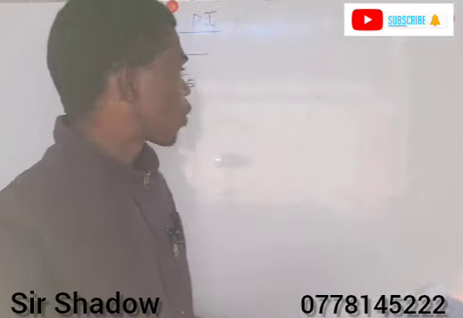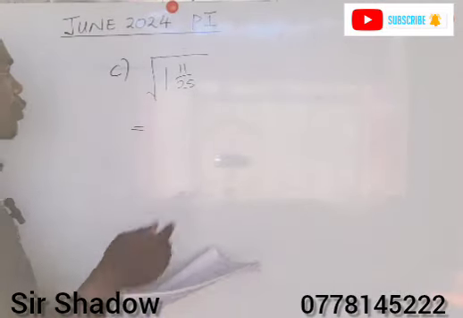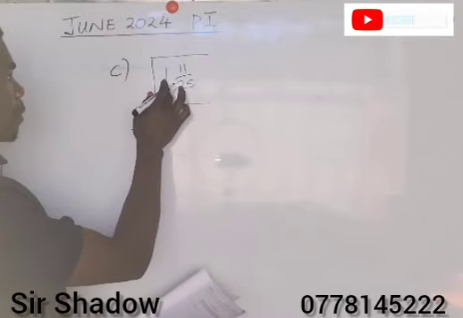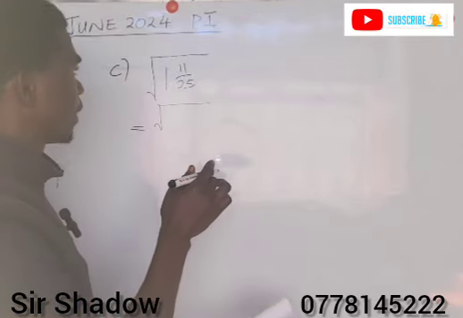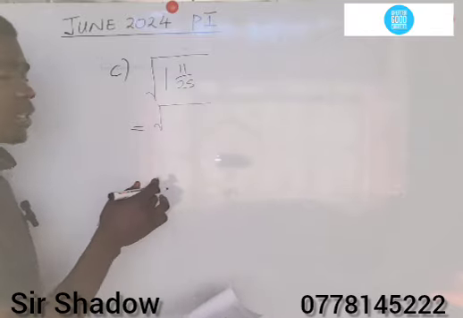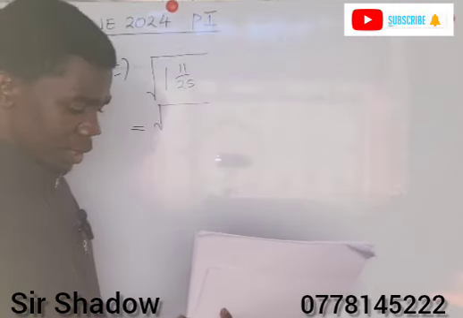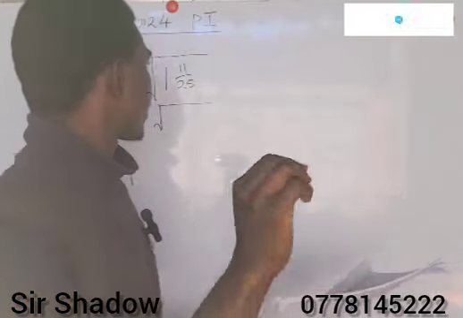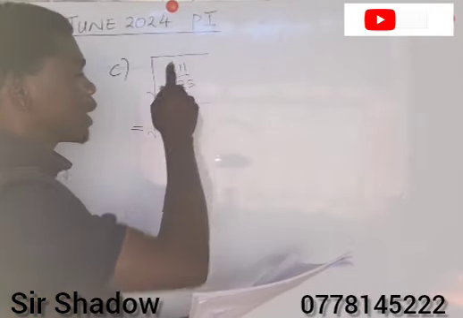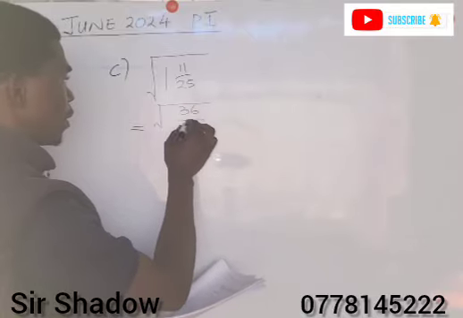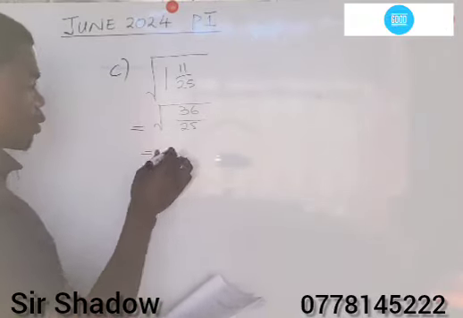It becomes the square root of 25 times 1, which is 25, plus 11. So 25 plus 11 is 36. So it becomes 36 over 25.